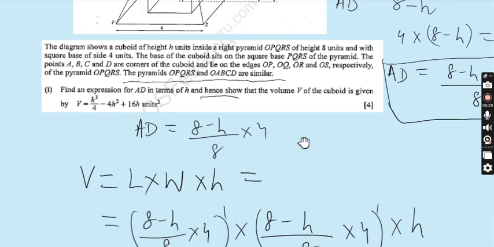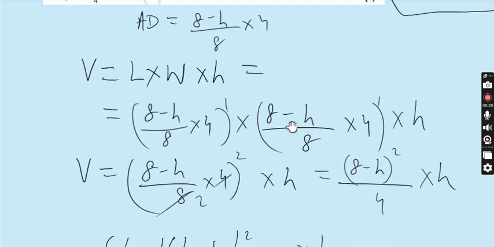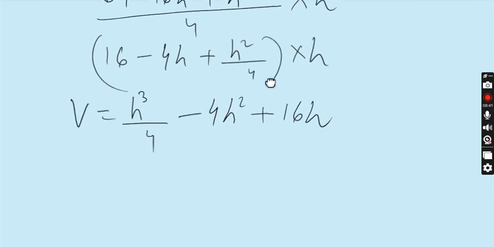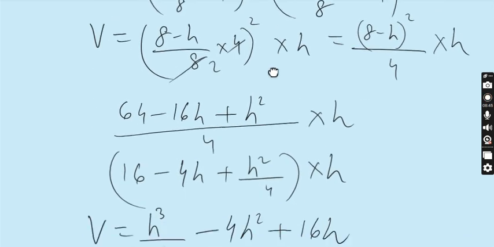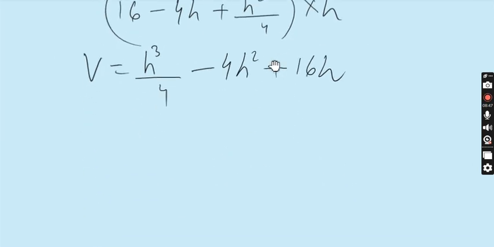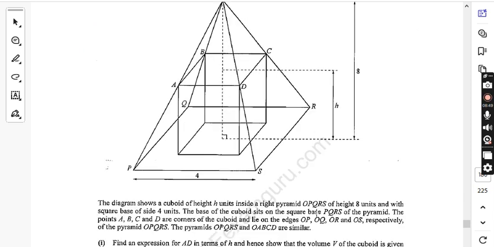Hence show that the volume V of the cuboid is given by V equals h cubed upon 4 minus 4h squared plus 16h units cubed. So we were able to write the answer. Now what is the next part?